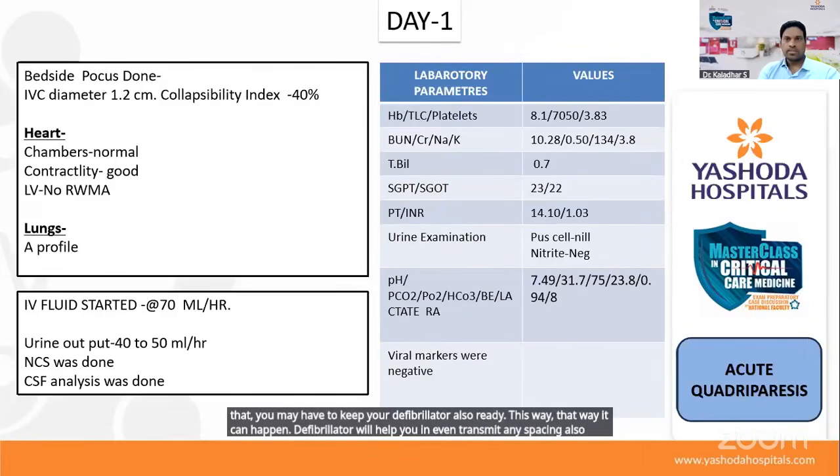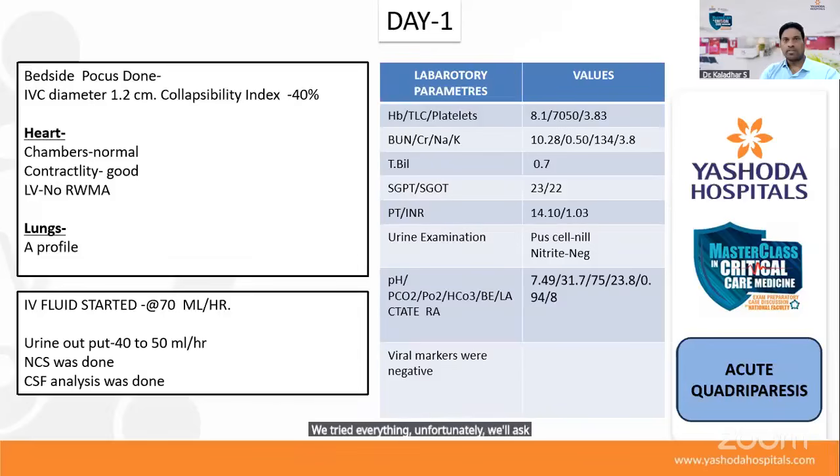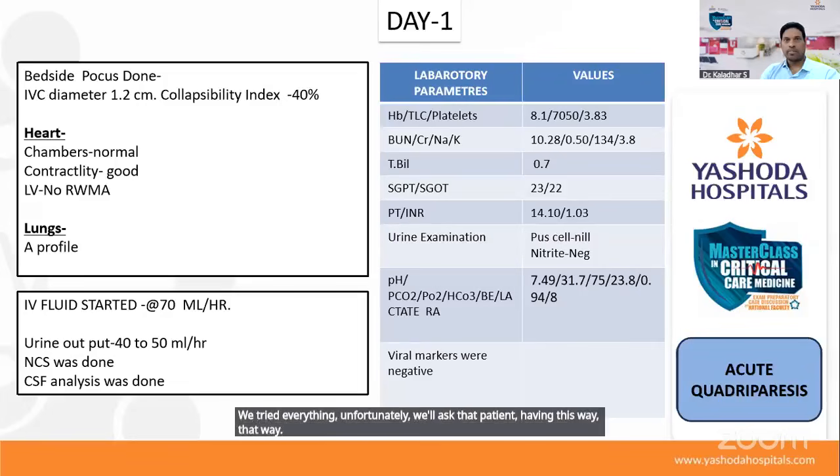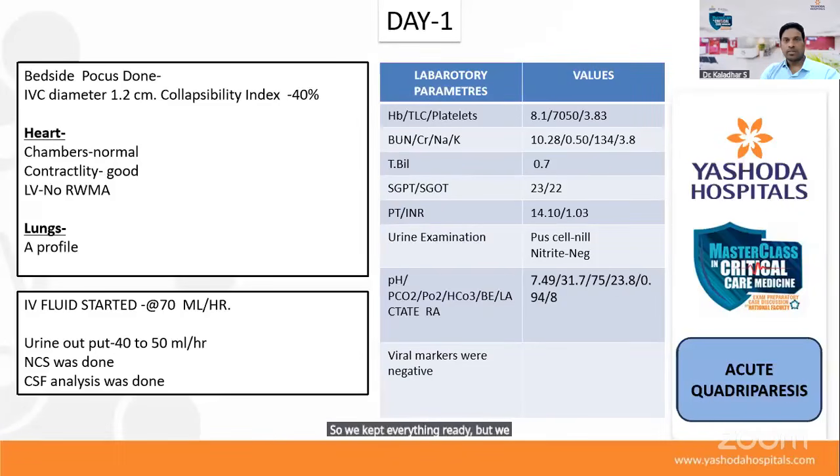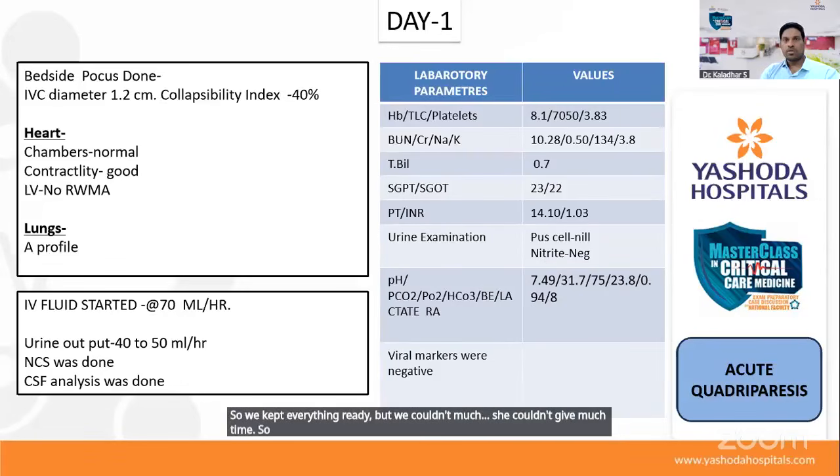With these patients, I have seen one recently, maybe 1.5 years back in our ICU. We tried everything. Unfortunately, we lost that patient, who had very labile hemodynamics, especially heart rate and blood pressure, going up and down. We kept everything ready, but she couldn't give us much time. So these patients go down just like that. So you keep everything ready, and prepare even for transvenous pacing and all sometimes.